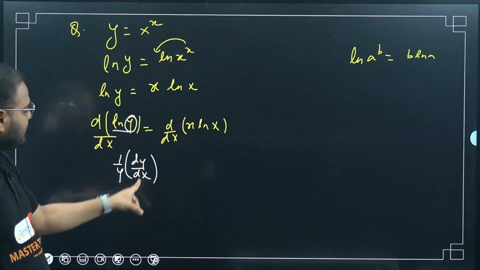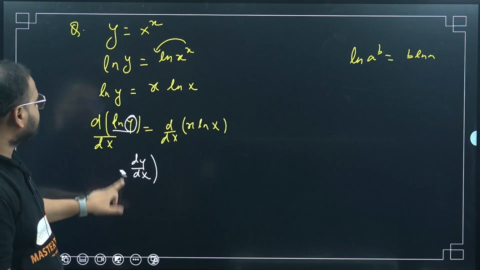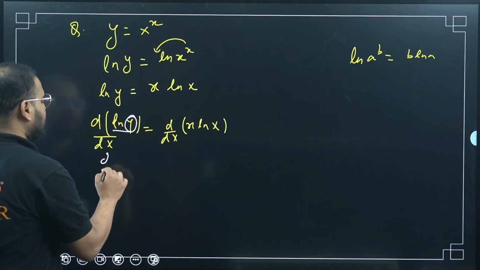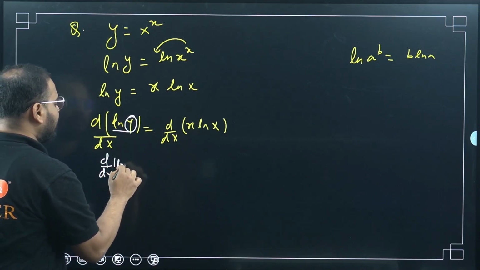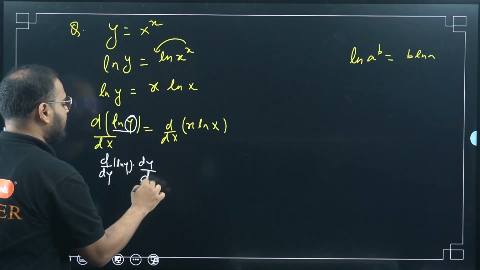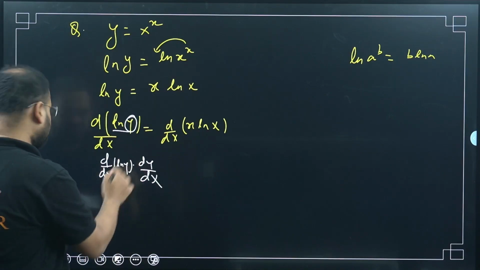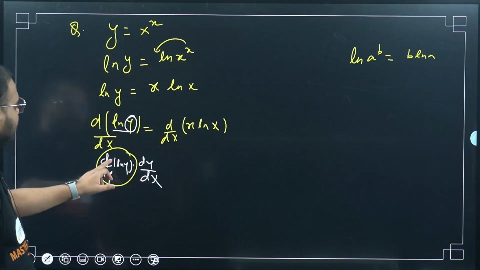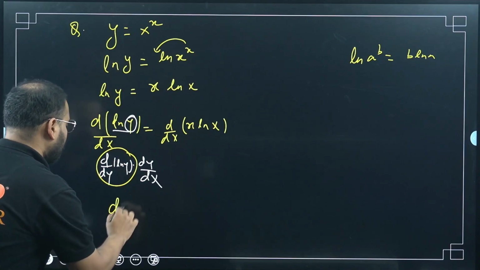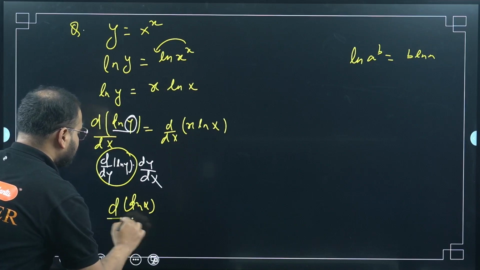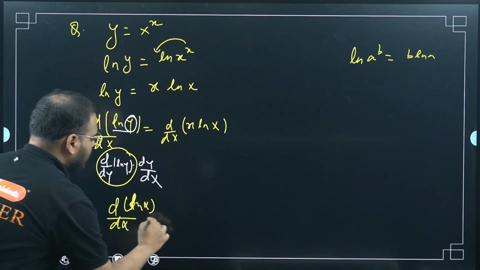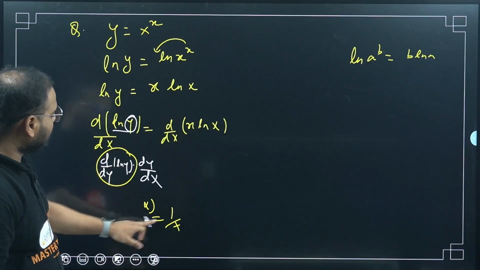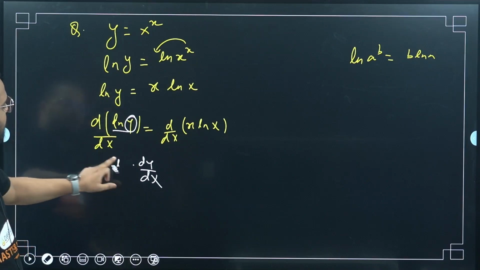So basically what I've done here, if you want to know the steps, is with the help of chain rule: d by dy of ln y, and then dy by dx. This part is replaced as 1 by y. That's the formula: d of ln x with dx is 1 by x. Same way, d of ln y by dy is 1 by y. So I can replace this whole thing by 1 by y.